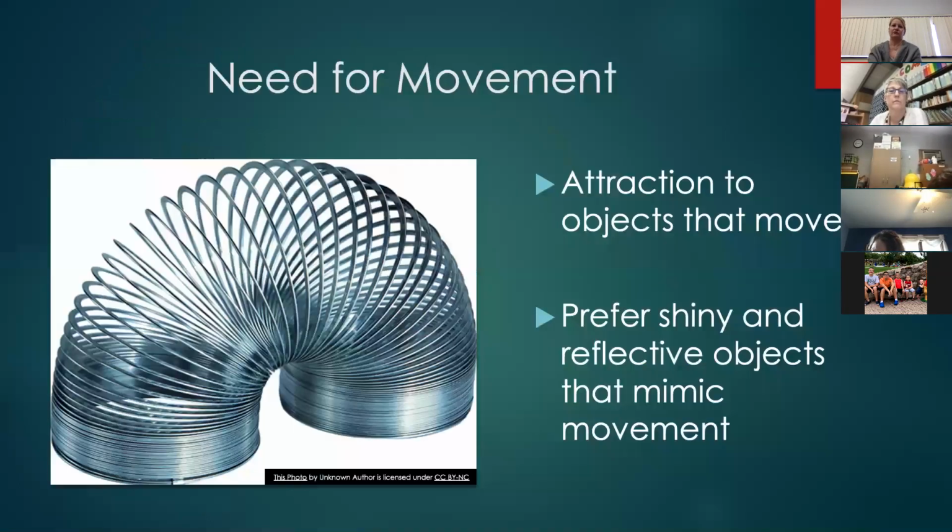Next one is the need for movement. Now here we need to talk about movement in terms of its quality. Anything that does move, objects that move, wind-up toys that move, people that move, that's one kind of movement, but also shiny and reflective objects that mimic movement. So think of mirrors, think of pom-poms, think of mylar that the balloons are, that material that balloons are made of.